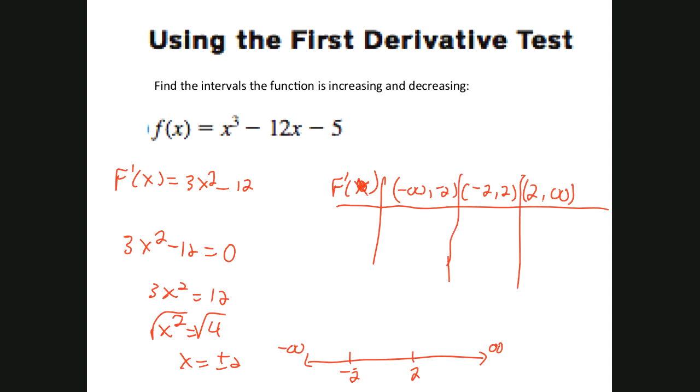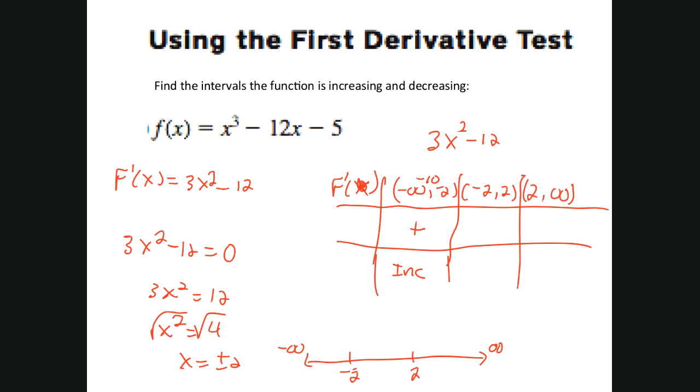All I'm going to do is put a value back into my derivative. That's why it's called the first derivative test. So I've got 3x squared minus 12. I'm going to put a value in the interval from negative infinity to -2. Let's try -10. All I care about is whether it's positive or negative. -10 squared is 100, 3 times 100 is 300, 300 minus 12 is definitely positive. So my function from negative infinity to -2 is increasing. That's what a positive tells us.